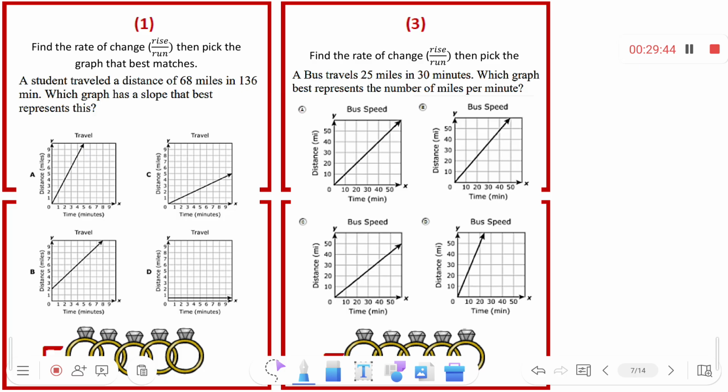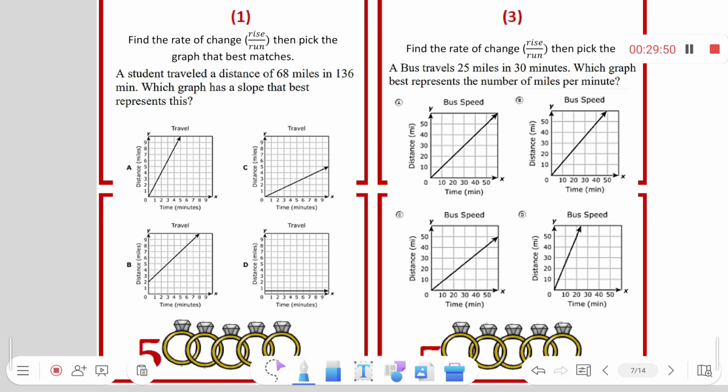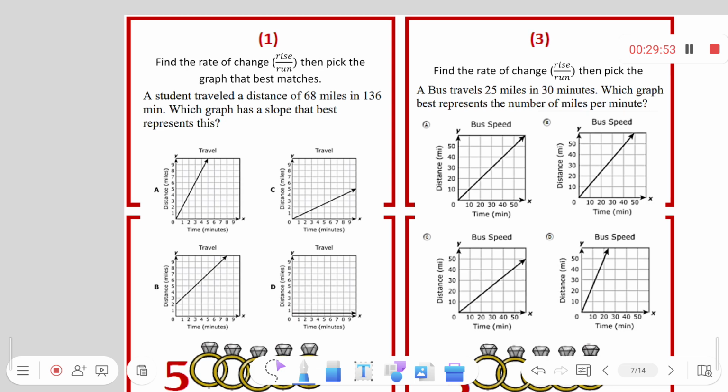Okay. To keep this video from being super long, I'm going to cut this in half. So after we get to number 6, pause this and go to the next video. Number 1 on 5 gold rings.